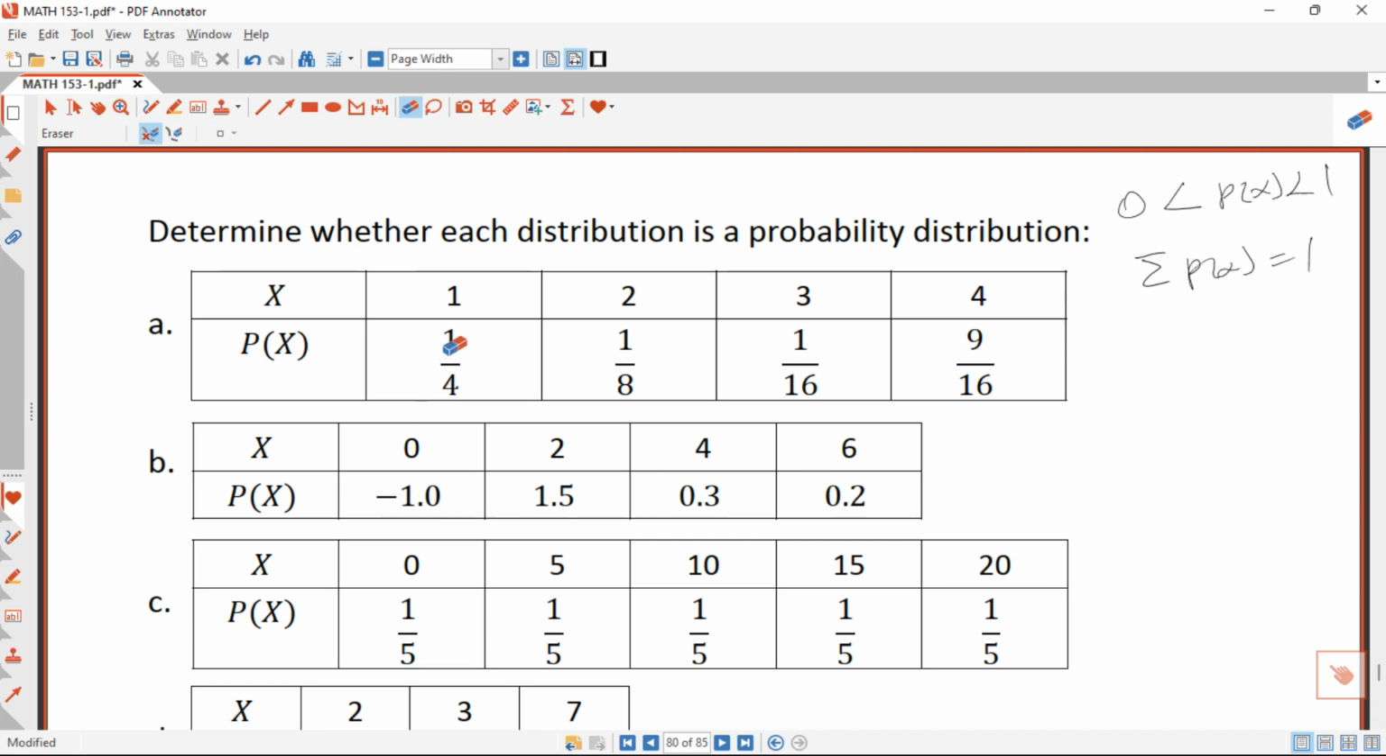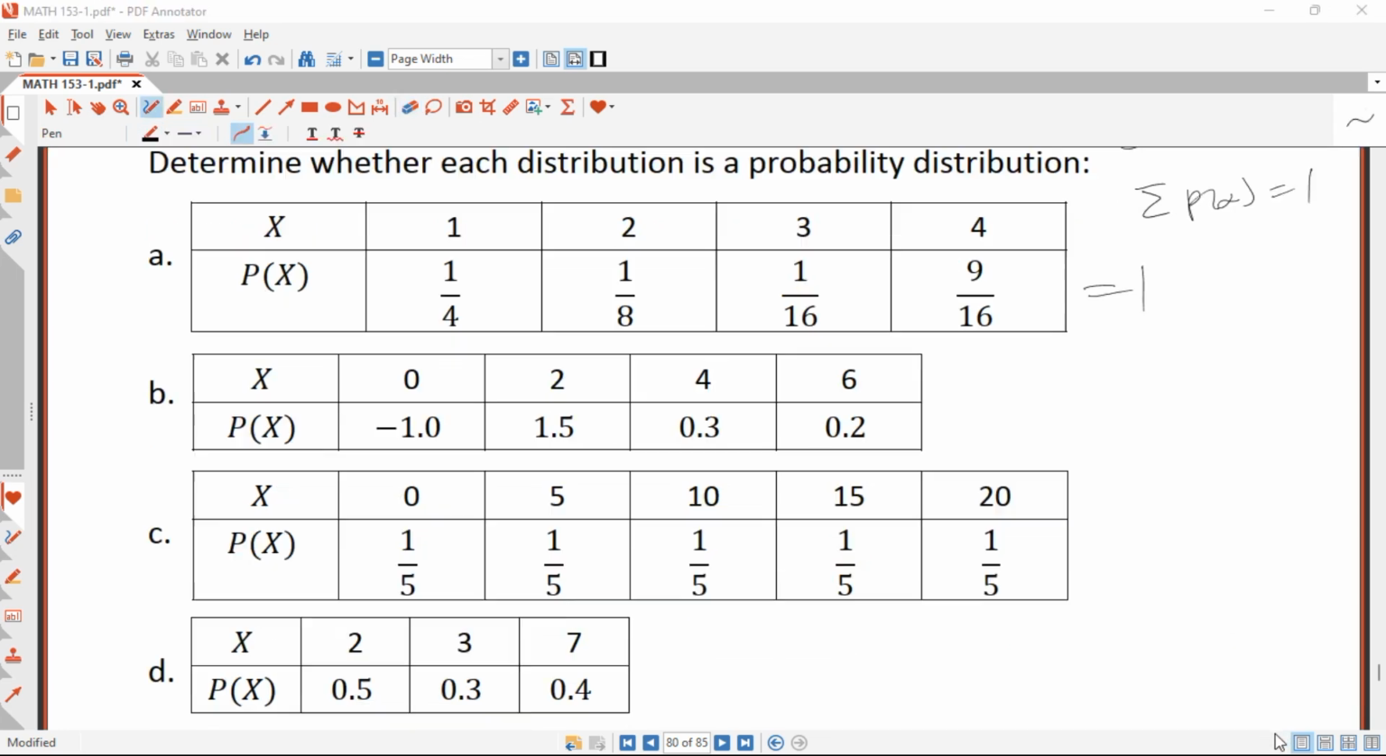We could see clearly that 1 over 4 is within 0 and 1. 1 over 8 is within 0 and 1. 1 over 16 is within 0 and 1. And then 9 over 16 is also within 0 and 1. So we have to add them together and see if indeed they are equal to 1. If they are equal to 1, then they are indeed a probability distribution. So let's add the probabilities together and see if it's equal to 1.